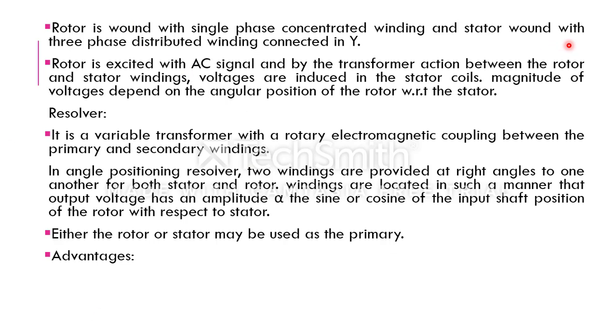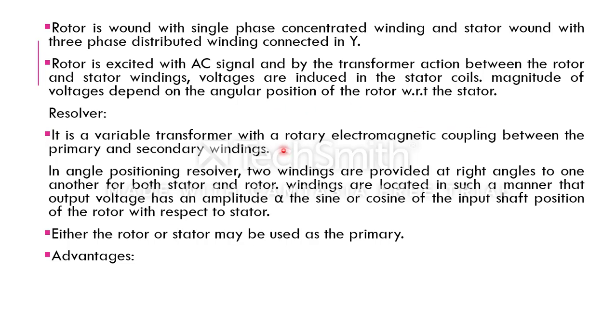Here you can read and go through this. The stator winding is a three-phase distributed winding, and the rotor is excited with an AC signal. By the transformer action between the rotor and the stator windings, voltages are induced in the stator coil. The transmitter is nearer, where personnel can work, and the receiver is placed somewhere farther away, maybe 1 kilometer or 2 kilometers and so on. The magnitude of the voltages depends on the angular position of the rotor.